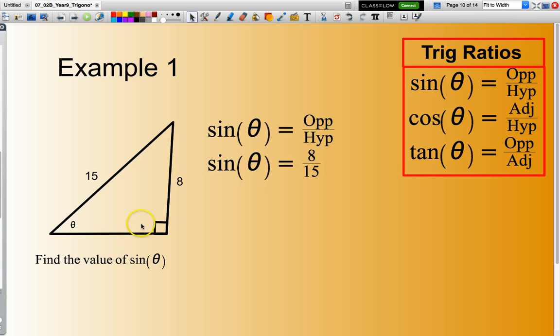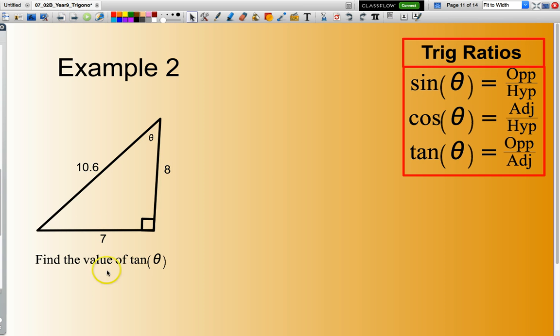So I will put in the values here, length of my opposite. There you go, that's 8 is my opposite because it's across from my angle theta, and my hypotenuse is the 15 because it's across or opposite to my right angle. So the value of sine theta will be 8 divided by 15. Let's look at the next one.